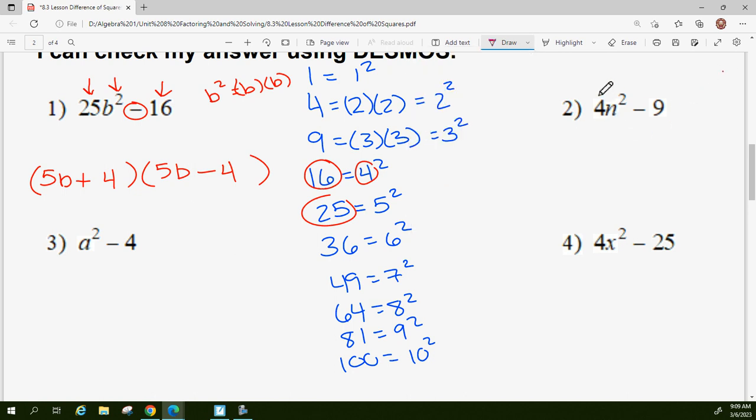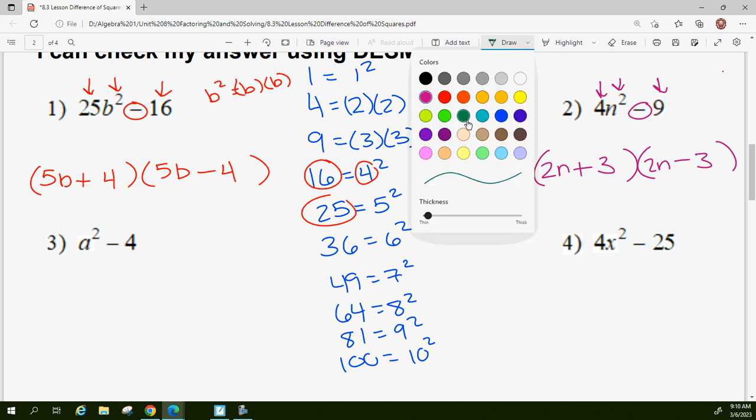So again, over here, I notice I have a perfect square, 4, n squared is a perfect square, 9 is a perfect square, and I'm subtracting them. So I'm having a parentheses, one with a plus, one with a minus. 4 is the same as 2 squared, so I'm going to put a 2 in there. N squared is n times n. 9 is 3 times 3, so each of these is getting a 3. And there I've factored my difference of two perfect squares.